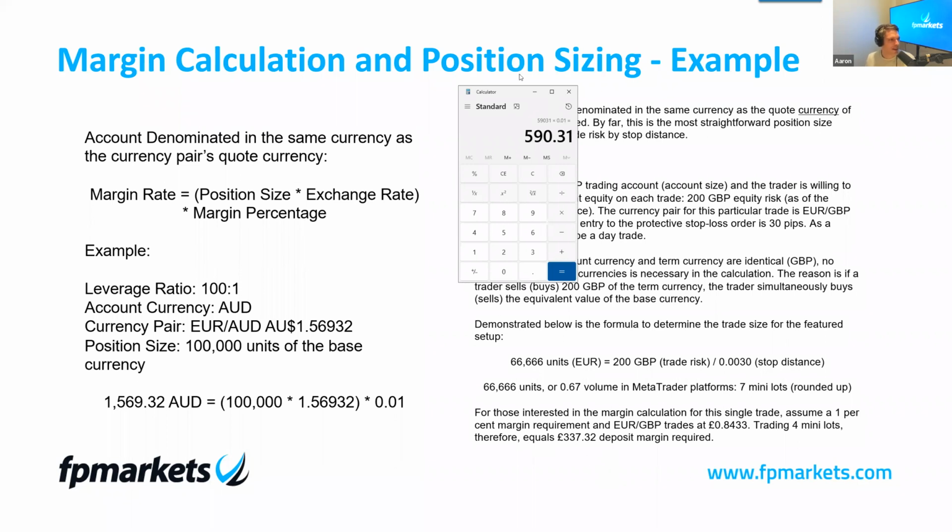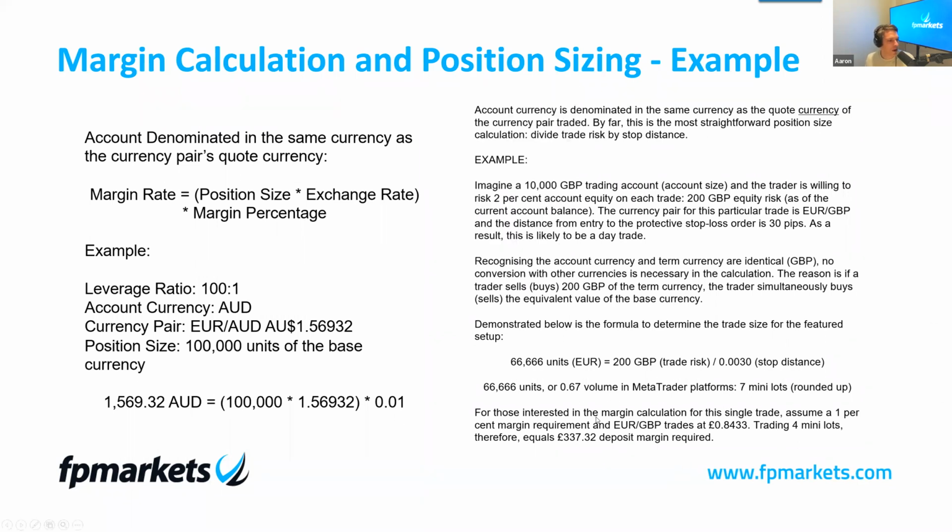It really caught me out there. So this may be incorrect, but it's still the same structure. The formula remains the same. I don't know why I've put that in there. I can only apologize. Trading 4 mini lots, therefore equals. Oh, that was an example. Excuse me. That was an example. This wasn't relating to this. So trading 4 mini lots, let's just redo that calculation.